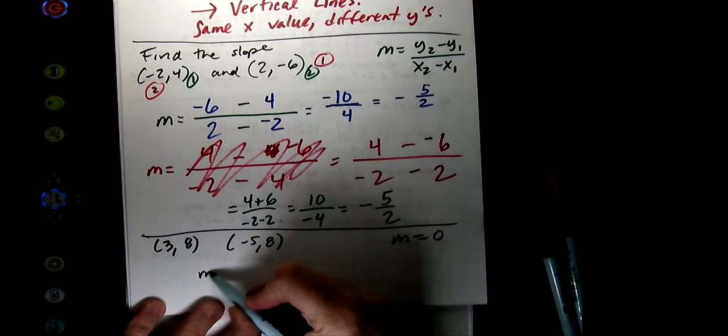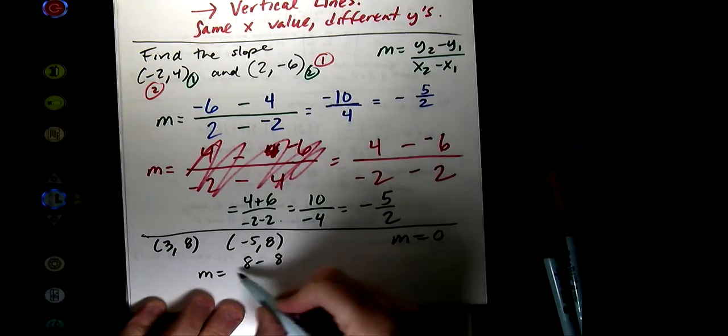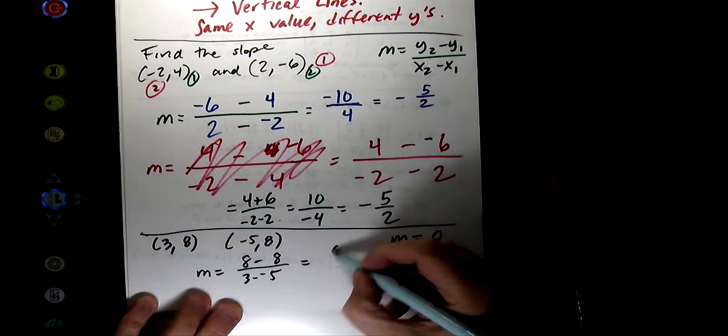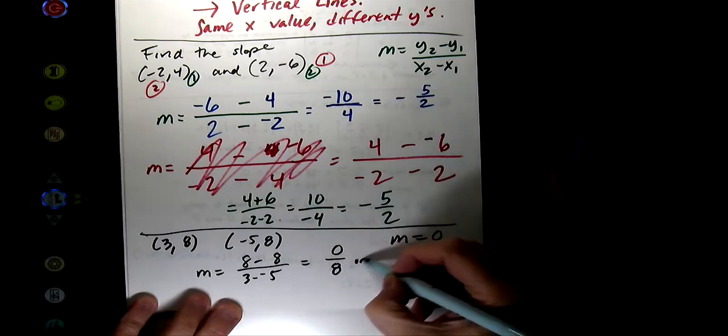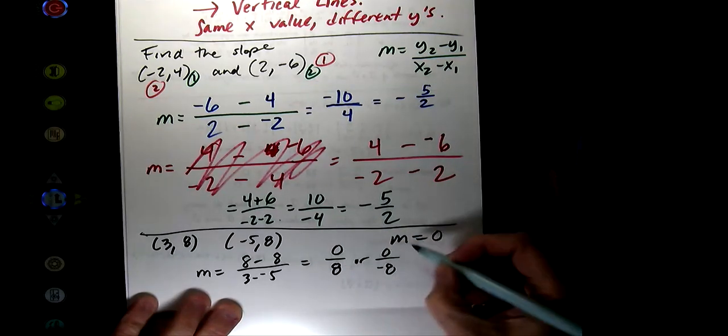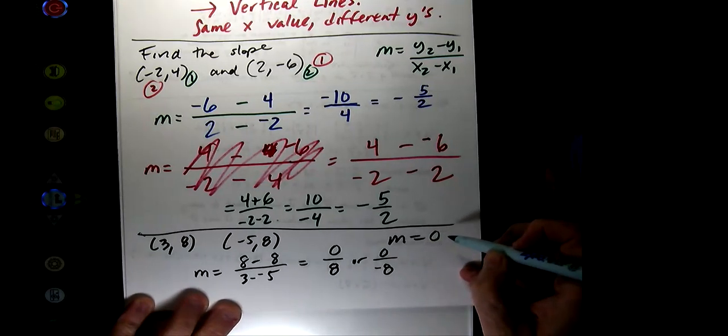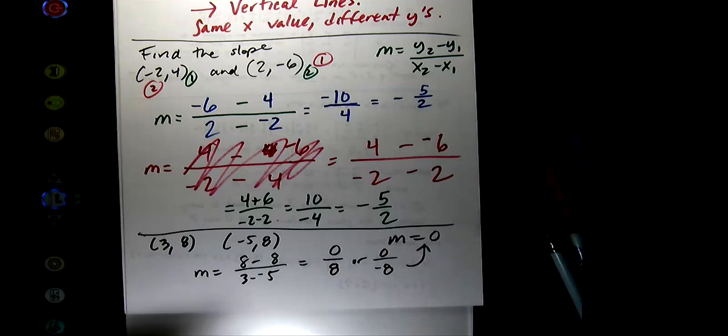It doesn't matter which order you do it in. You're either going to have 0/8 or 0/-8, depending on which way you did it. But if you leave it like that on the test, you're losing points, because 0 divided by any number is 0. 0 divided by any number except 0. 0 divided by 0, that's some calculus stuff. You do that in calculus.